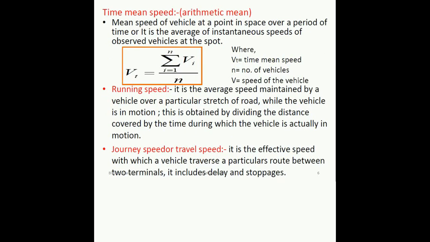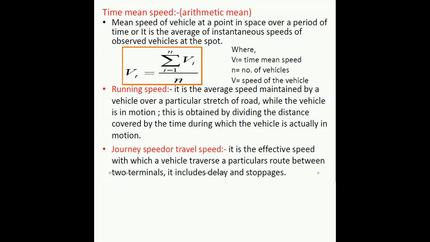Time mean speed is the arithmetic mean speed of vehicles at a point in space over a period of time, or it is the average of instantaneous speeds of observed vehicles at the spot. Vt equals summation of vi for i equals 1 to n, upon n, where Vt is the time mean speed, n is the number of vehicles, v is the speed of the vehicle.